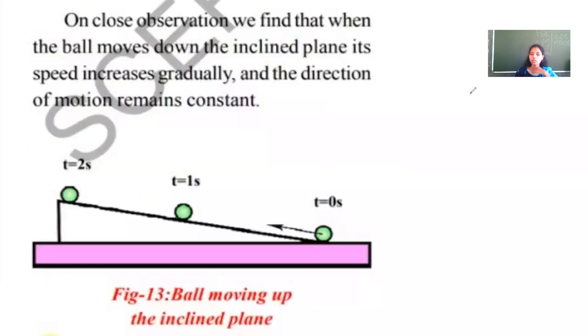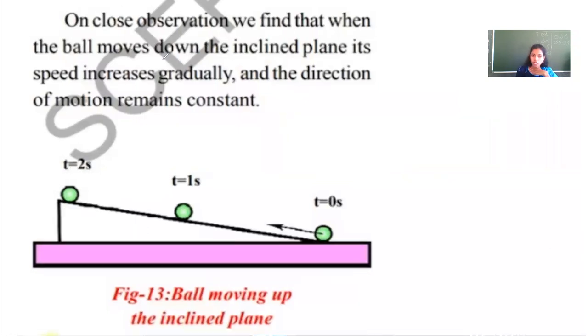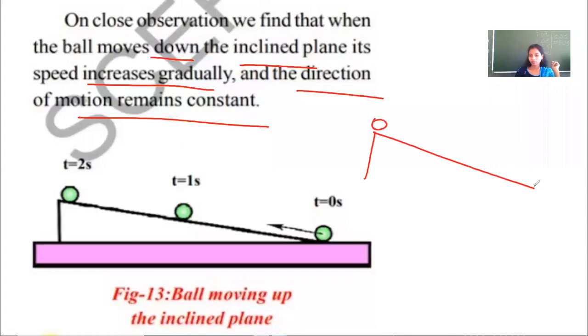Okay, see, on close observation, we find that when the ball moves down the inclined plane, its speed increases gradually and the direction of motion remains constant. So when it is moving from top to bottom, it is moving in this direction only, right? The direction of the motion remains constant. In one direction only it is moving. And the speed of the ball increases gradually because it is sliding down.